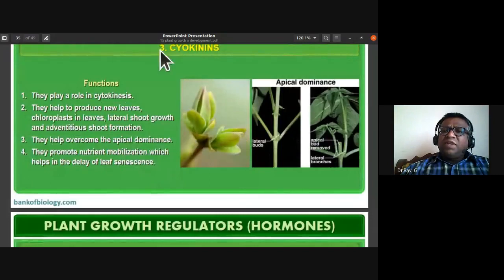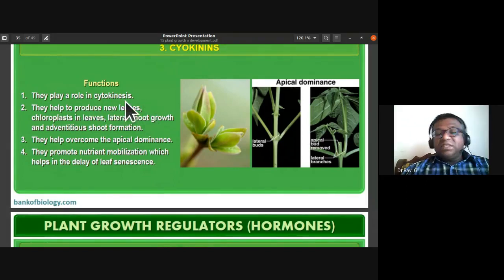Now, the physiological functions of cytokinins. They play a role in cytokinesis. Cell division, cell elongation, and cell differentiation are brought about by cytokinins. They have an important role in initiating cell division. They help to produce new leaves, new chloroplasts in leaves, lateral shoot growth, and adventitious shoot formation.